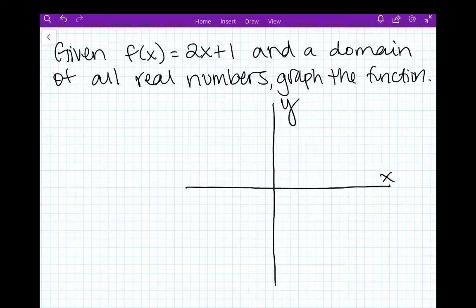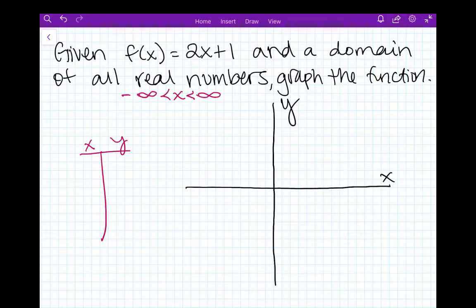Given the function f of x equals 2x plus 1 and a domain of all real numbers, which can also be written like this, like I just said, you need to know that. You need to know that that means all real numbers. Graph the function. So that means I can plug in anything for x and I should be able to get an output. So again, I'm going to make a table. So let's just pick some numbers.